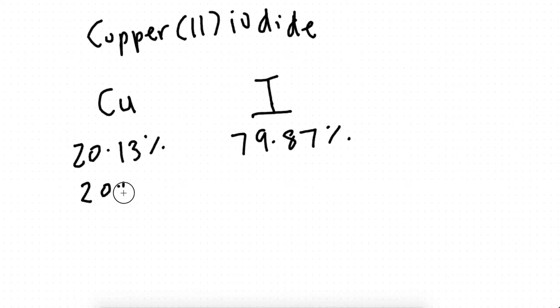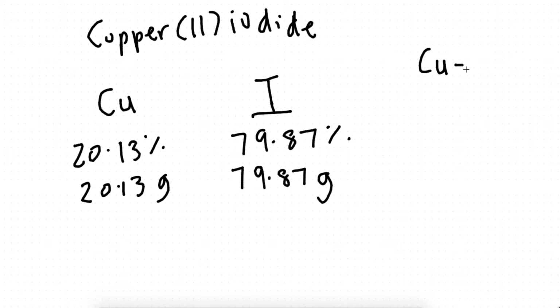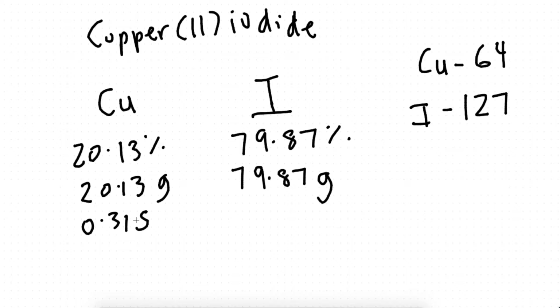We now treat these as grams. So same steps guys, same steps. 20.13 grams, 79.87 grams. Can we find now the number of moles? Yes, mass over molar mass. What is the molar mass of copper? 64 grams per mole. What is the molar mass of iodine? 127, given in the question. So 20.13 divided by 64 is 0.315. 79.87 divided by 127 is 0.629, which is a larger number than 0.315.